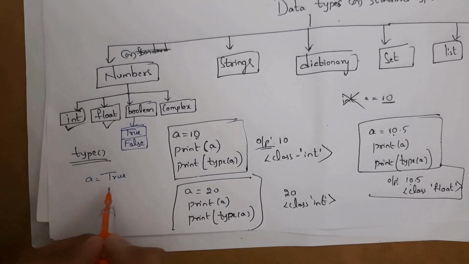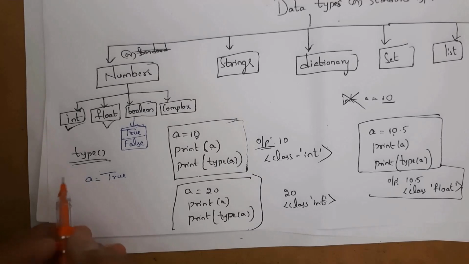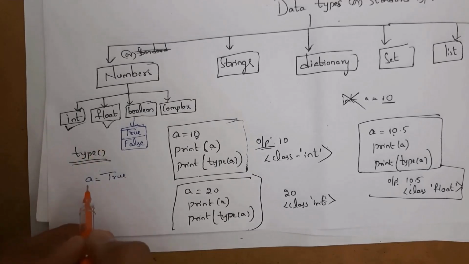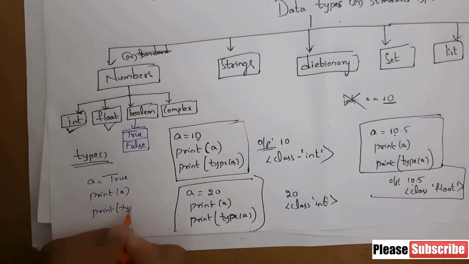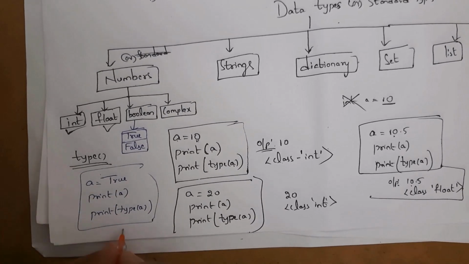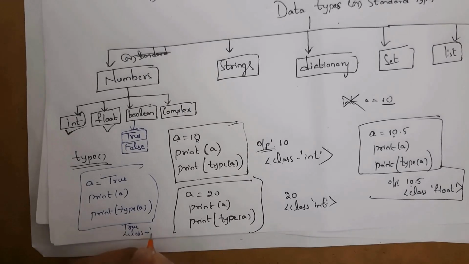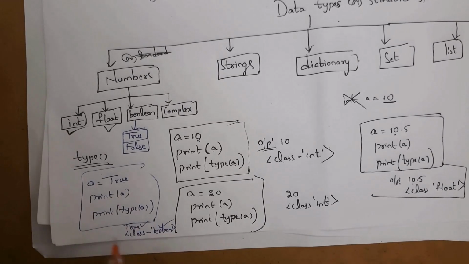Guys, there is no need of declaring double quotations for this True and False. Just write a equal to True. And here I am writing print a and print type of a. Whenever you execute this program, then you will get output True and class bool. This True is Boolean type. So I will get here class bool.